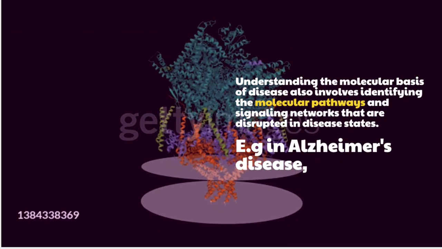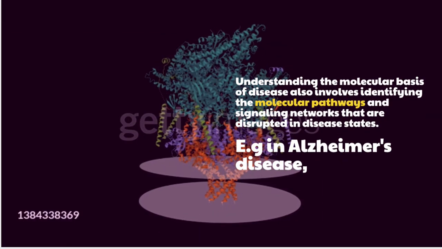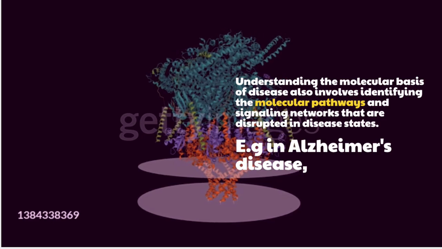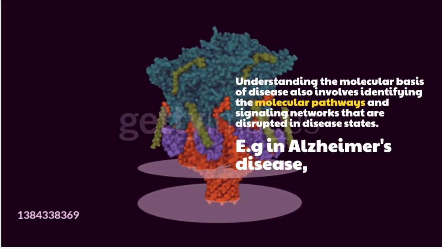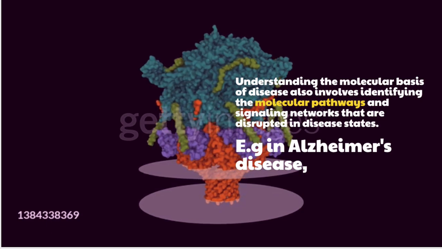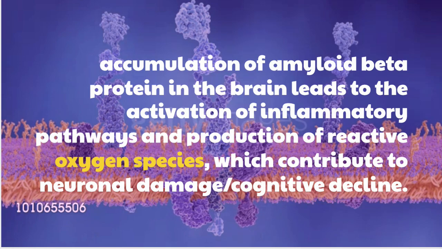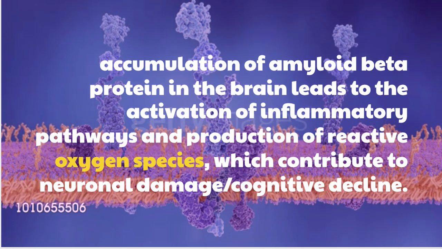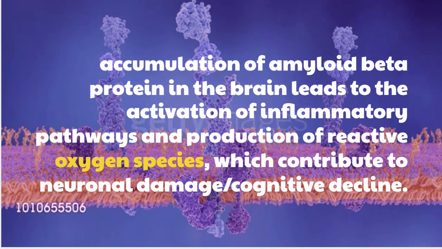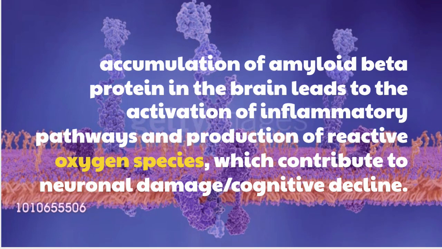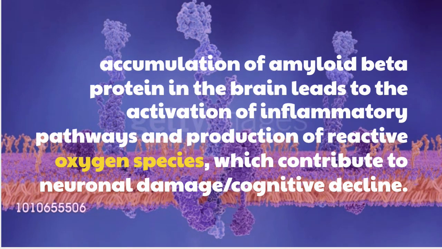Understanding the molecular basis of disease also involves identifying the molecular pathways and signaling networks that are disrupted in disease states, for example in Alzheimer's disease. Accumulation of amyloid beta protein in the brain leads to the activation of inflammatory pathways and production of reactive oxygen species, which contribute to neuronal damage and cognitive decline.